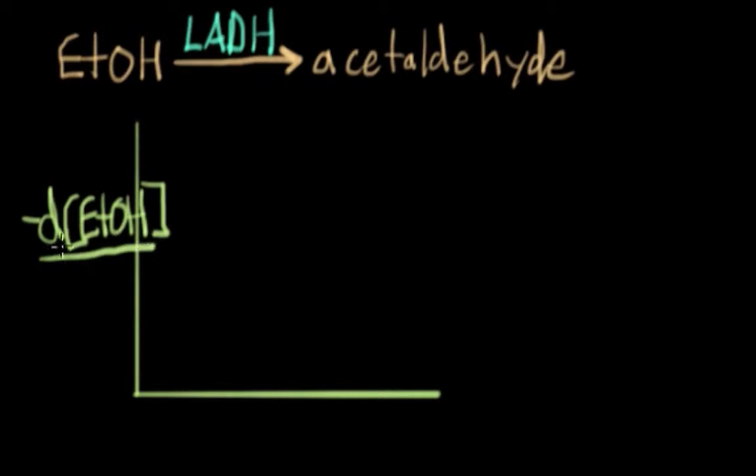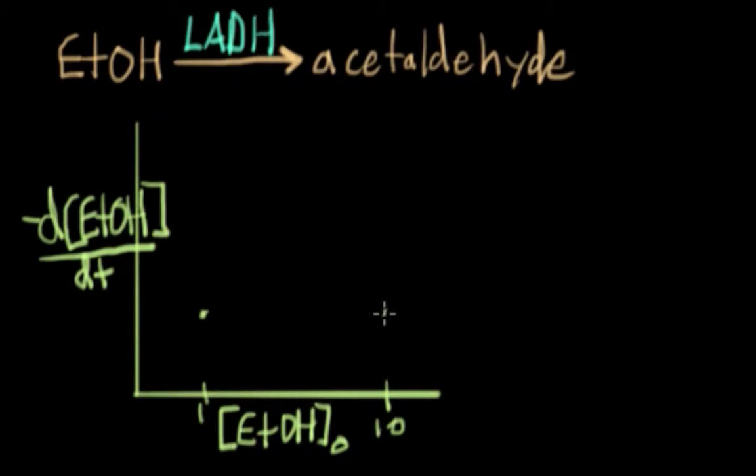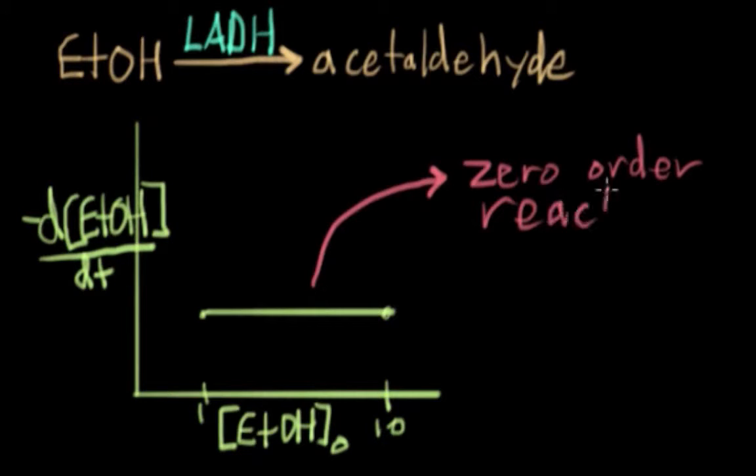We write that as negative d concentration of ETOH over dt, and we compare that to the initial concentration of ethanol. If we were to do that, let's say we had an initial concentration of 1, and we had a rate that was here. And let's say we went all the way up to an initial concentration of 10, and we still measured the rate as being exactly the same. This is consistent with a zero-order reaction.